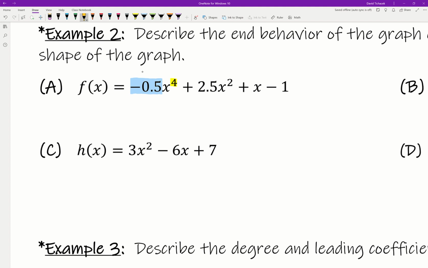Okay, well here we're just going to point this out, right? So the degree here, that is an example of an even number. And so because of that, we know that we're going to have two ends that either both point up or they're going to both point down.